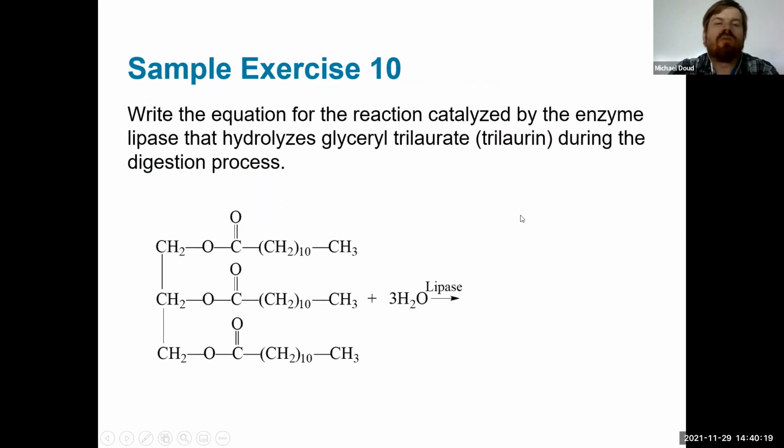Okay, so go ahead and give me the products here for this equation. I want to see the products for the hydrolysis of glyceryl trilaurate, or trilaurate, which is given to you here. And again, in this case, the catalyst is lipase. So think of this as the same as your acid catalyzed hydrolysis. Go ahead, pause the video, show me your answer, and then we'll take a look at the answer together. So go ahead, pause.